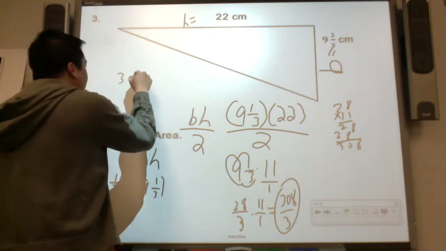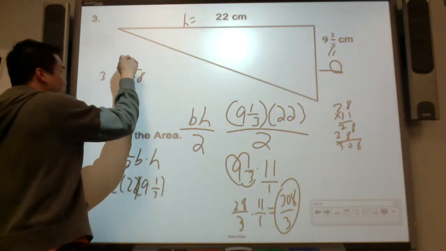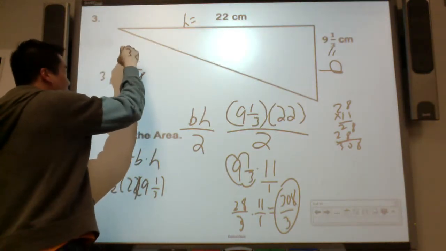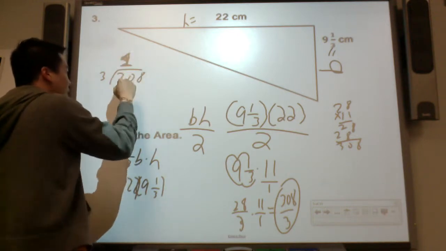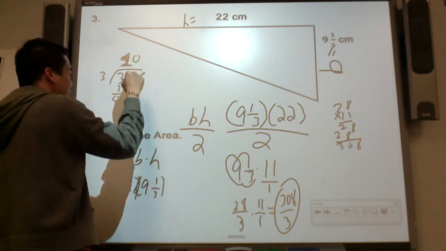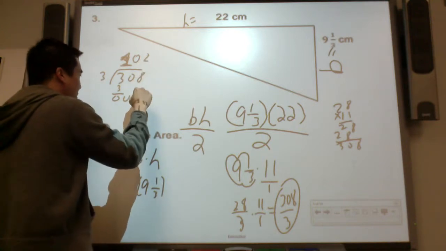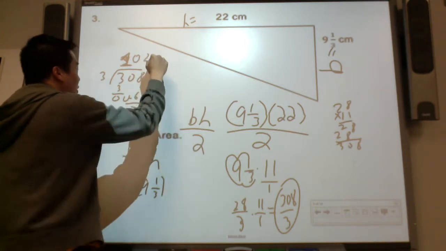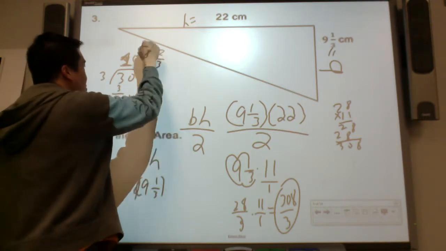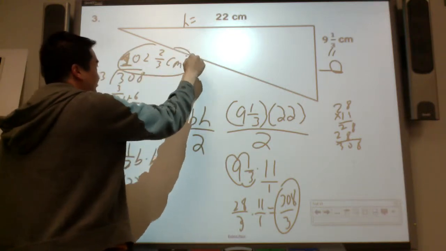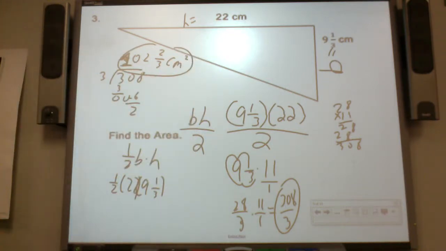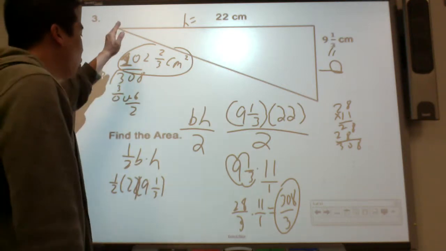So what is 308 divided by 3? It goes in 1 time, goes in 0 times, goes in 2 times. So it's 102 2/3 squared centimeters. So 102 2/3 squared centimeters. That's the area. So again, why is that so?